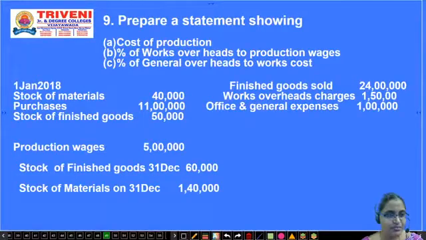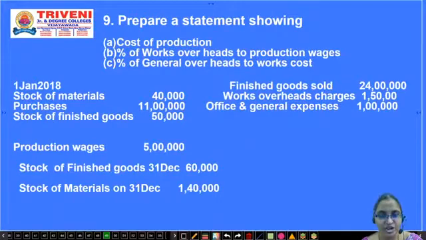But it was compulsory opening finished goods, because the reason was the heading 1st January. 1st January means it was the opening date of the month, so it was treated as opening finished goods. After that, finished goods sold. Sold means sales, 24 lakhs.